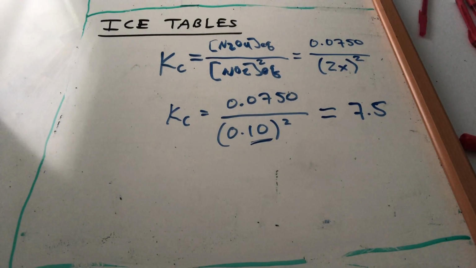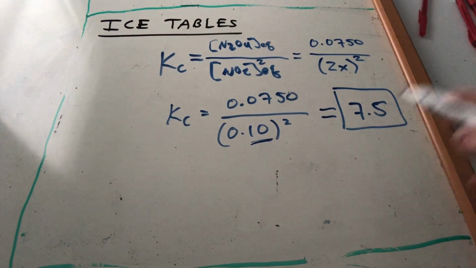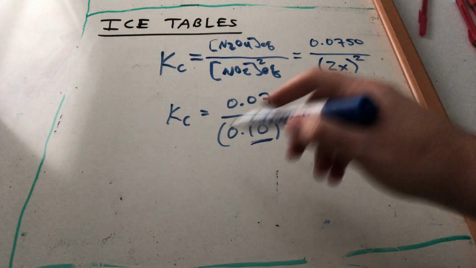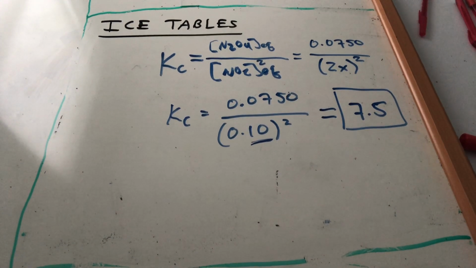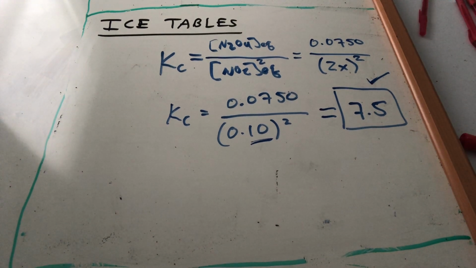That finishes the problem. If there are some interpretation parts to it, what does a KC of 7.5 really tell you? It means that the product should be favored at equilibrium, and that's kind of what we saw. The reactant concentrations were 0.05, the product concentration was 0.075. So again, organization through ICE tables is a key tool that we're going to use again and again.